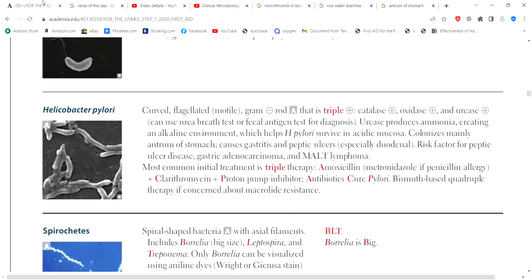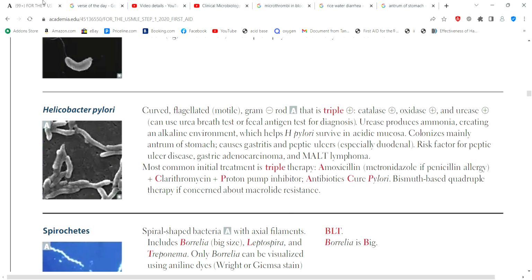Okay, so the initial treatment is always going to be amoxicillin, clarithromycin, and PPI. If the patient is allergic to amoxicillin, give metronidazole and clarithromycin and PPI. Okay, now you can also give bismuth-based quadruple therapy if concerned about macrolide resistance.